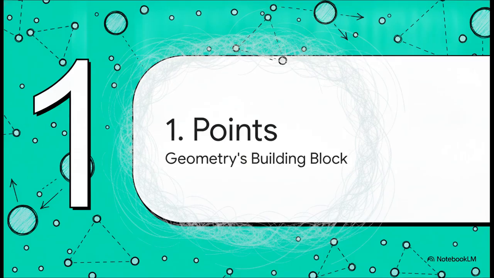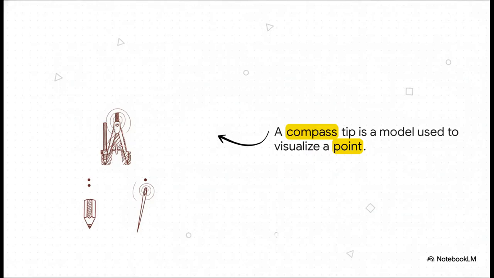Section 1. Points. Geometry's building block. The zero-dimensional start. So it all starts right here. All of geometry, no matter how wild or complex it gets, begins with a single point. Now, technically speaking, a point has 0 dimensions. No length, no breadth, no height. It's literally just a pure location in space. Kind of hard to wrap your head around, right?